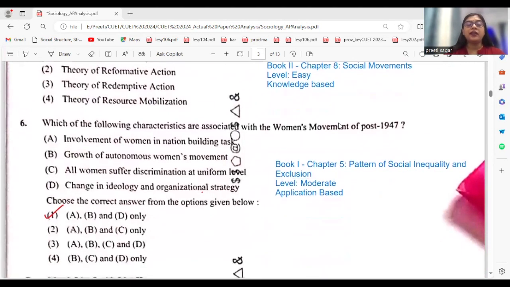Which of the following characteristics are associated with the women's movements of post-1947? So here option C, we can easily eliminate, that all women suffer discrimination at a uniform level. So it is not a uniform level. Discrimination could be seen among women at different levels, whether at the workplace or in the house and so on. So option C could be easily eliminated. We are left with now 3 options, that is A, B and D. That is the right answer.